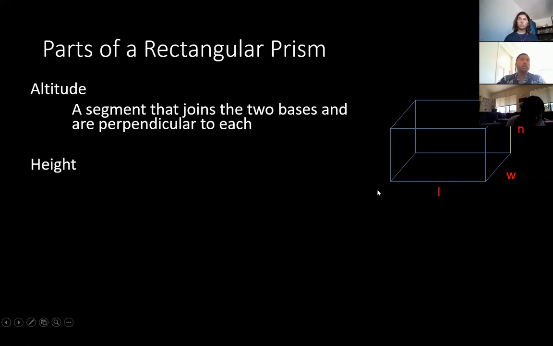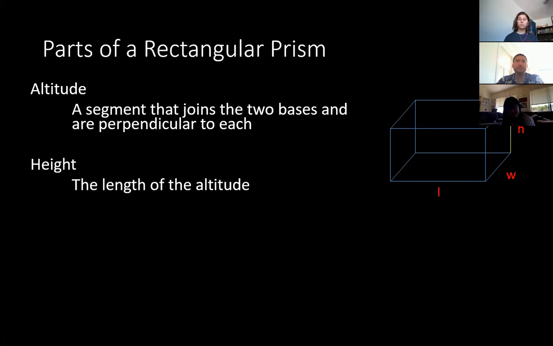So what is your height? Why don't I put an A there? I put an H there. Because H is your height. Height is how long your altitude is. The length of your altitude. So altitude is the distance joined perpendicularly between your bases. Then height is the length. So if I give you a height, what is the height of this rectangular prism? That's your altitude, in between two bases perpendicularly.